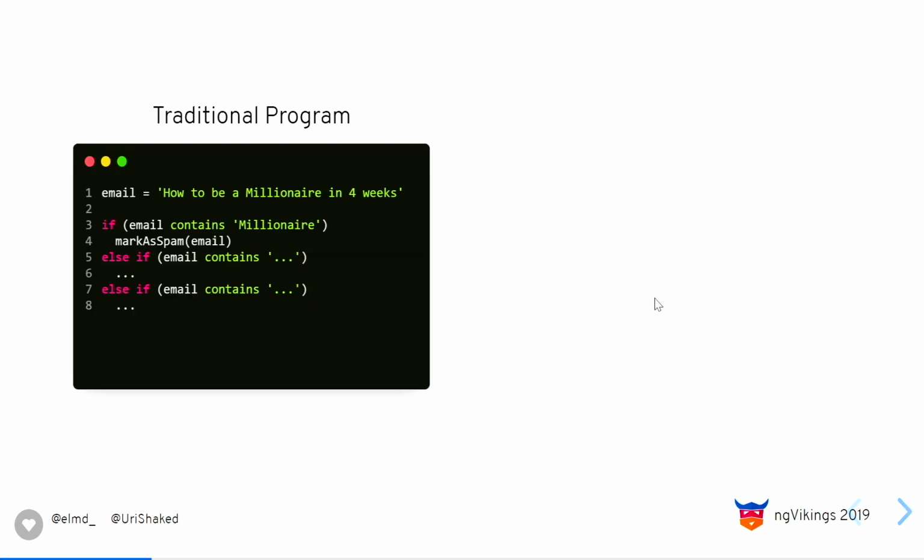That's a great question. So in order to understand that, I would like to take a look at a traditional computer program. This is typically what we would write. We're very familiar with this, and our goal is to classify this email as spam or no spam. And the email says how to be a millionaire in 4 weeks. We all know that's not going to happen unless you have the $1 million idea.